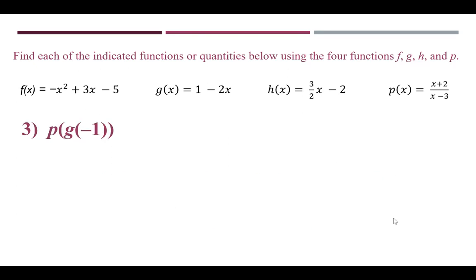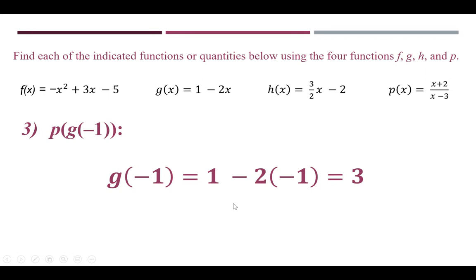Here's a composition of functions where I'm finding p of g of negative 1. Always work your way from the inside out. So first, simply find g of negative 1, which means I'll locate this g function, 1 minus 2x, and substitute negative 1 in place of x. So when I substitute negative 1 in place of x, I get that g of negative 1 is equal to 3.